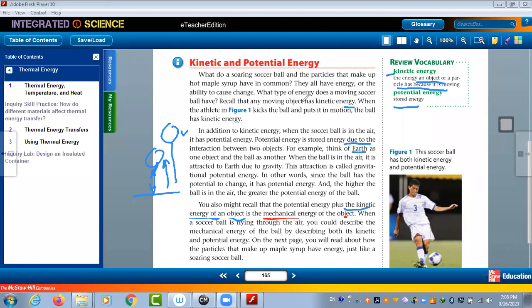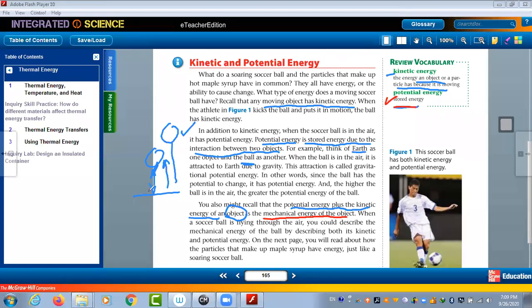Again, what is the meaning of kinetic energy? It's energy of motion, the energy an object or a particle has because it is moving. And it depends on speed. As we increase speed, the kinetic energy increases. The second energy is potential energy. We say potential energy is stored energy, okay?